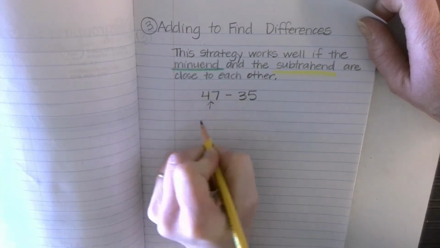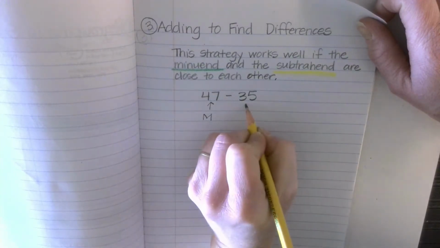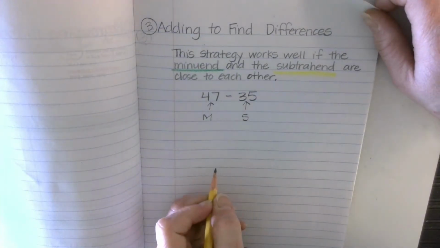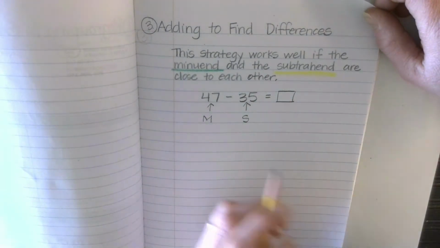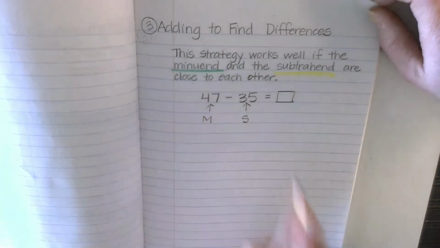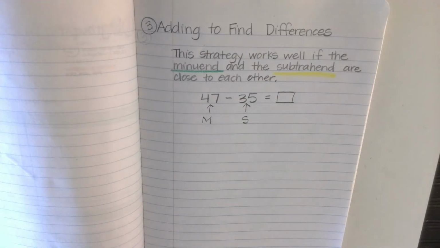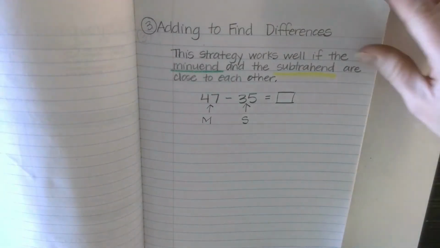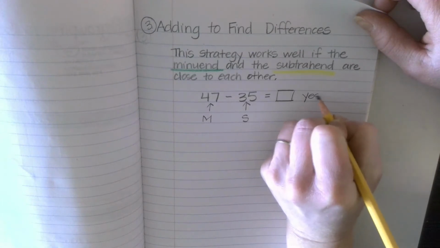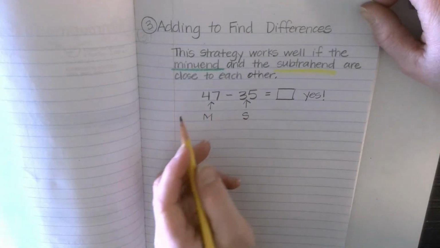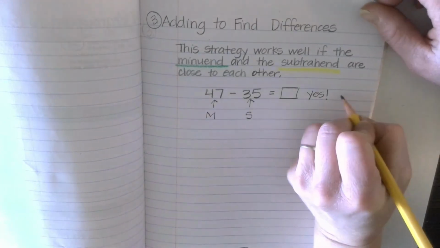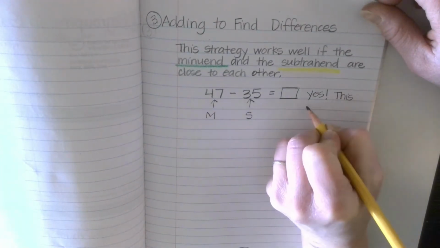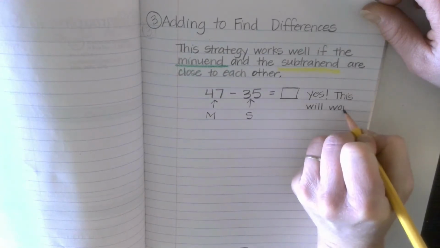All right. So here's the minuend, and here's the subtrahend, equals box. And what do you think? Do you think that this would work for using the adding to find differences strategy? Are they pretty close to each other? Yeah, these numbers are. So this will work. These are not too far from each other. All right? Okay, so write yes. This will work.